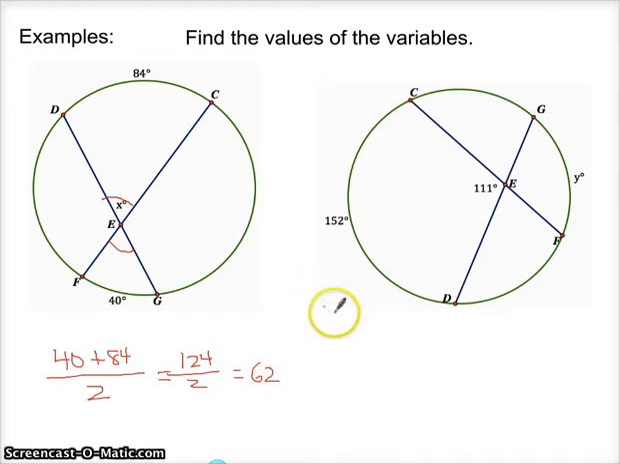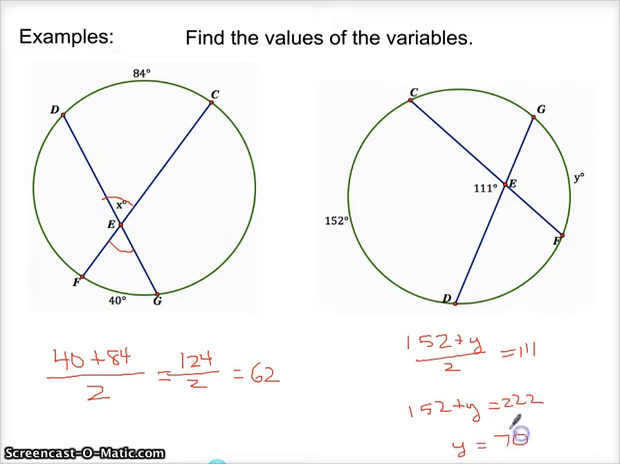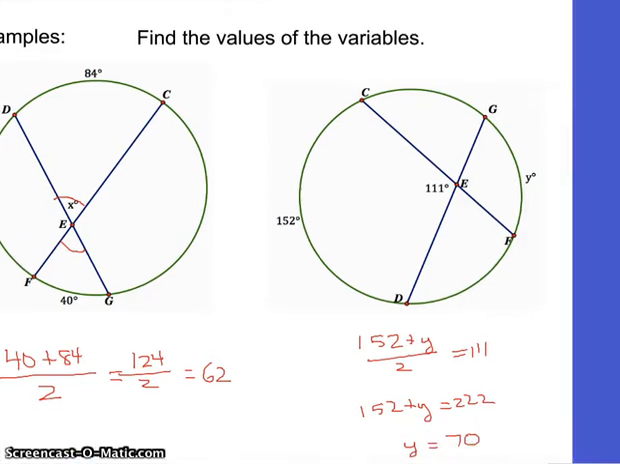All right. And then this one is the same relationship, but now you're looking for one of the arcs. So we know that 152 plus y divided by 2 is supposed to be 111, so 152 plus y is really 222, so y is like 70. I think that works out right.